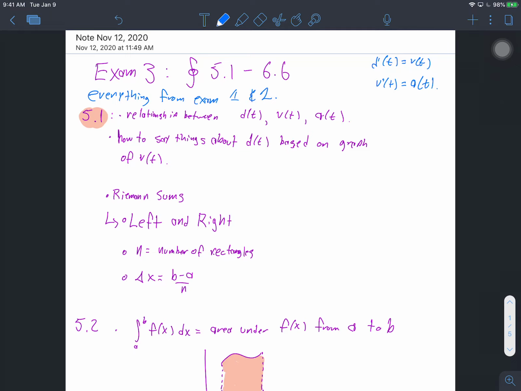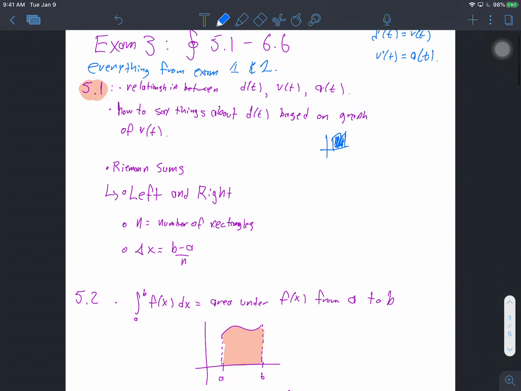So those are things that you should know, and you should know how to look at the graph of the velocity function and say something about the distance function. Okay, if we look at the graph of the velocity function, then the distance traveled is going to represent the area underneath that curve. And same thing for acceleration. If we look at the acceleration graph, then the velocity will manifest as the accumulation of area underneath the acceleration curve. So you should know that relationship between those three things.